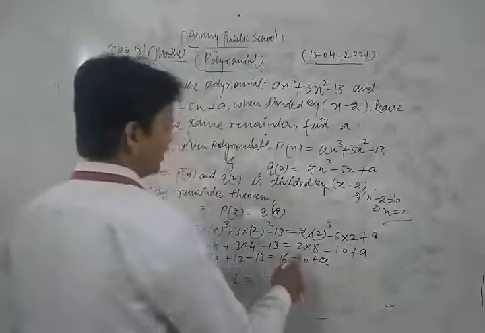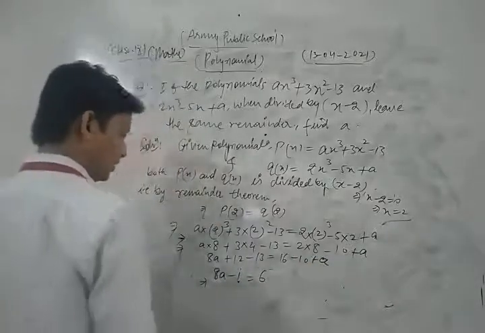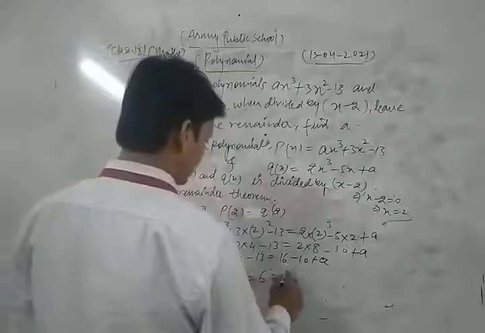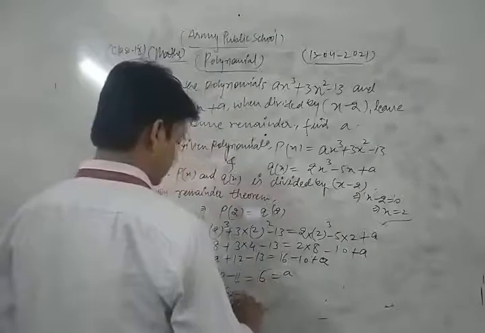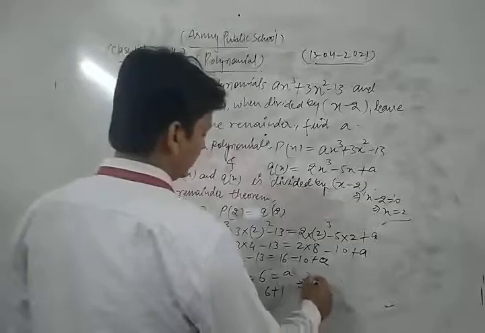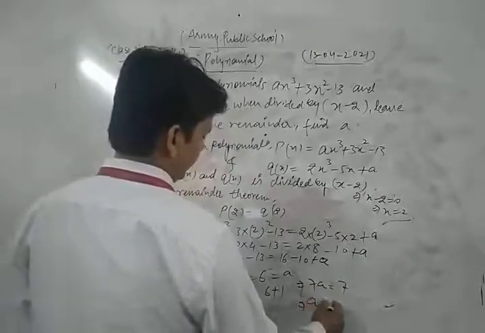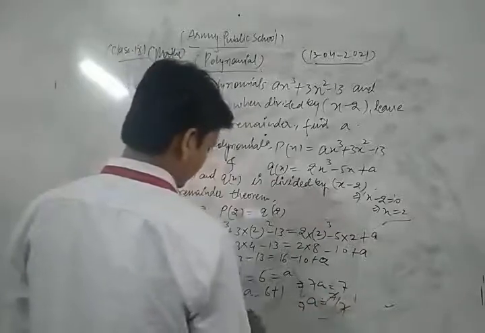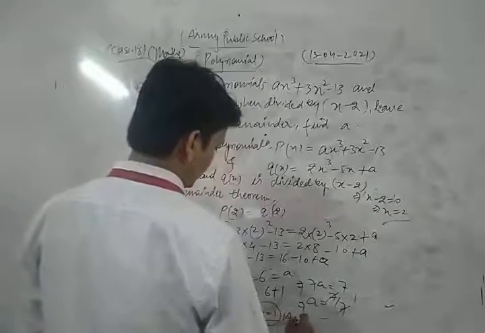8 times 2 is 16, and 16 minus 10 is plus 6. Here we will get 3 times 4 is 12, minus 1 is equal to a. So we get 8a plus a minus a is equal to 6 plus 1. So we get 7a is equal to 6 plus 1, which is 7. a is equal to 7 upon 7, this is 1. So the value of a is 1. This is the required solution of the given question.